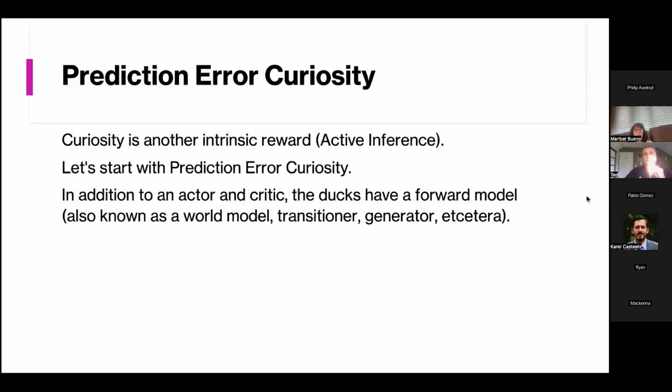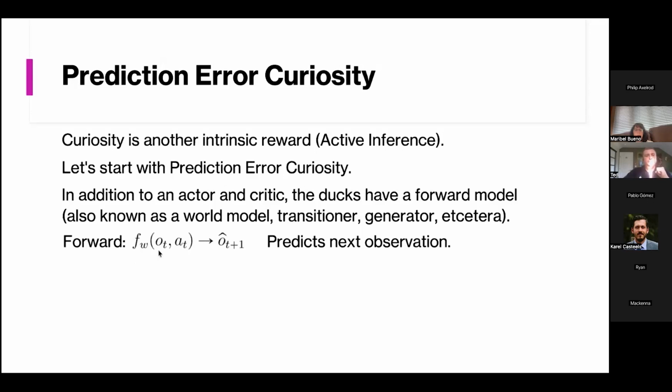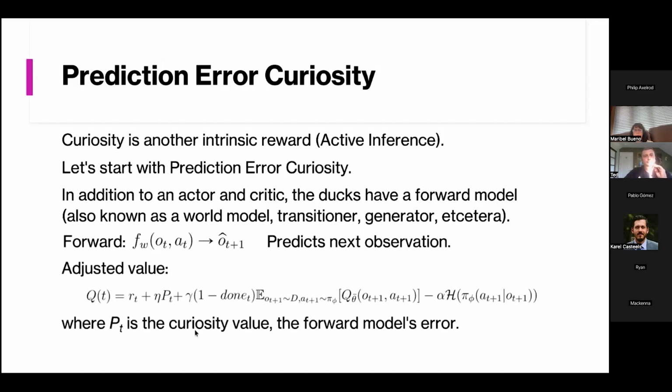In addition to an actor and a critic, let's give these ducks a forward model. There are a lot of names for a forward model. They're also known as world models, transitioners, generators. But what does this look like? A forward model is a neural network, as per usual, which is given an observation and an action, and it predicts the next observation.